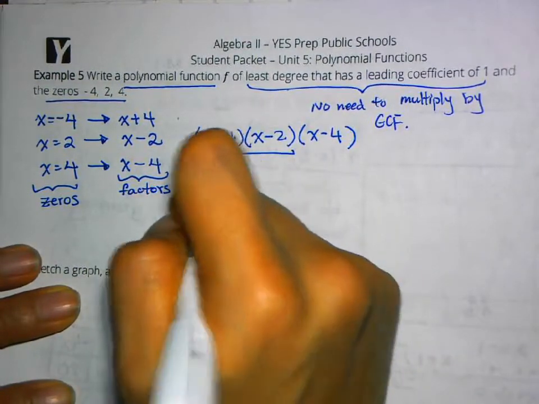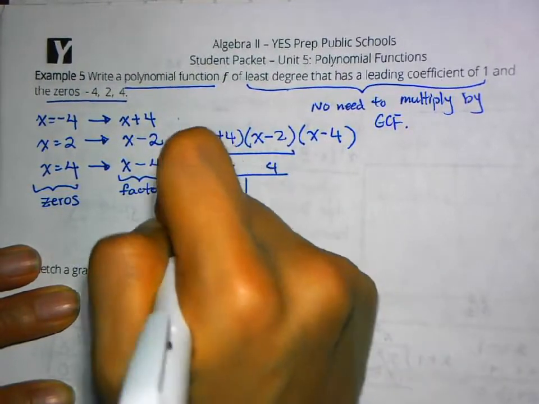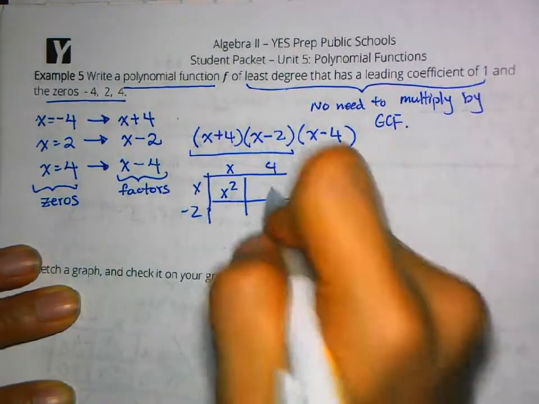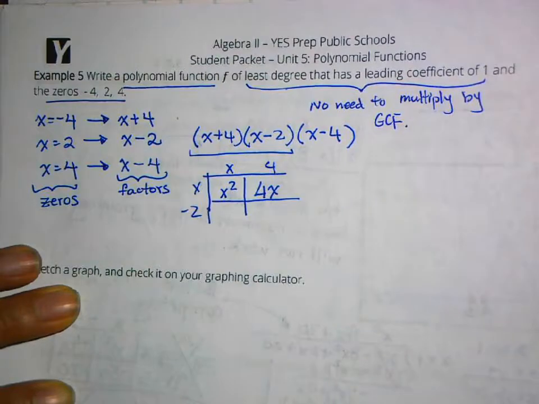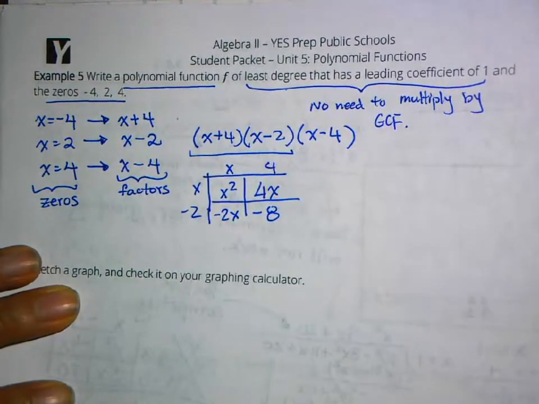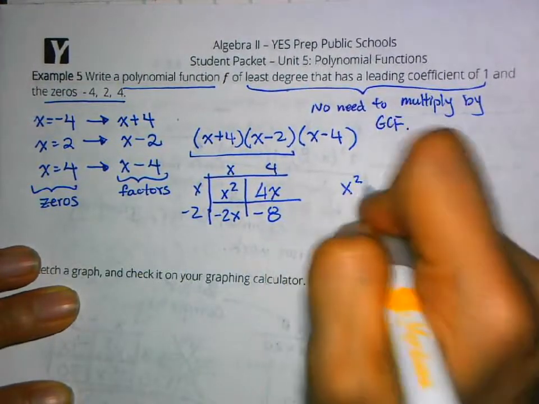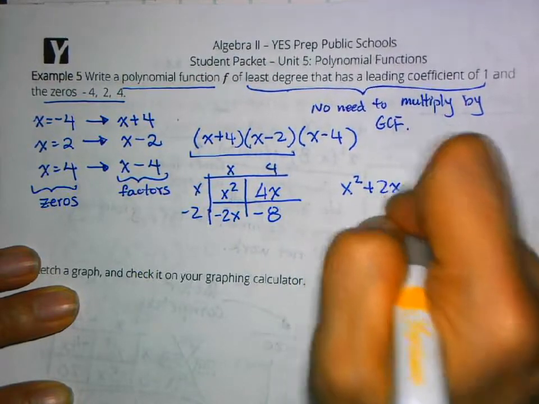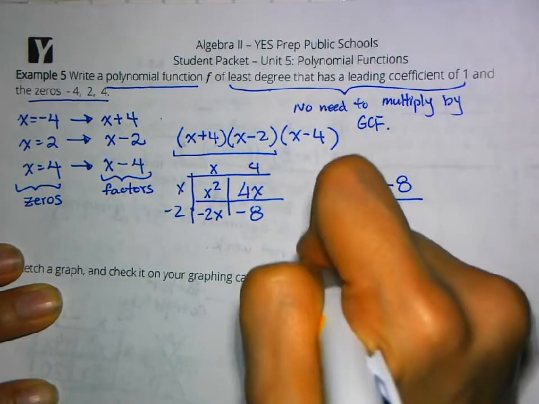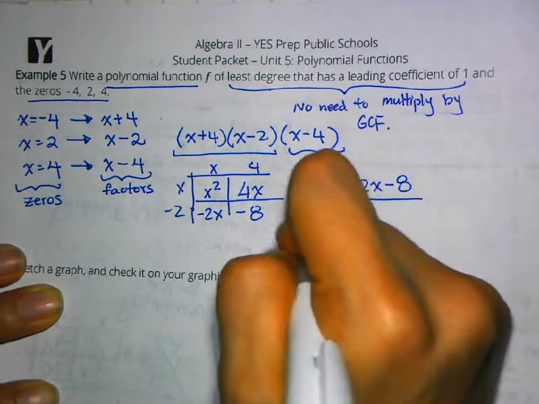So using the array method, x plus 4 times x minus 2 is going to give me x squared, 4x, negative 2x, negative 8. So I'm going to take that answer, x squared plus 2x minus 8, and I have to take that and multiply it by that last factor, x minus 4.